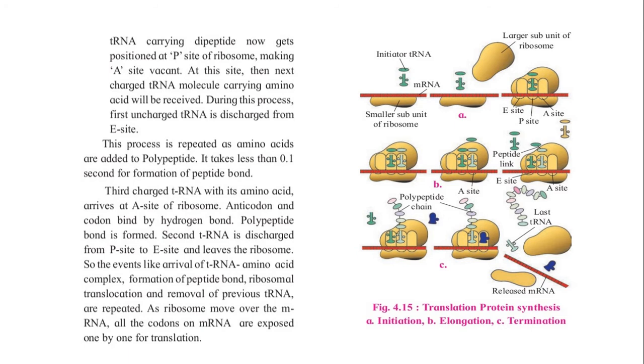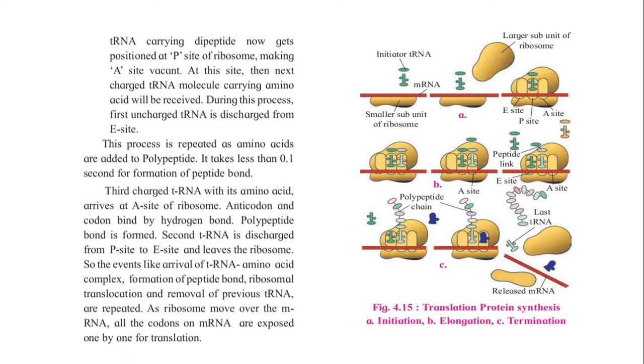At this site, the next charged transfer RNA molecule carrying an amino acid will be received. During these processes, the first uncharged transfer RNA is discharged from the E site. This process is repeated as amino acids are added to the polypeptide. It takes less than 0.1 second for formation of peptide bonds.